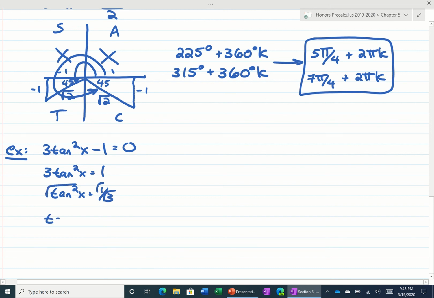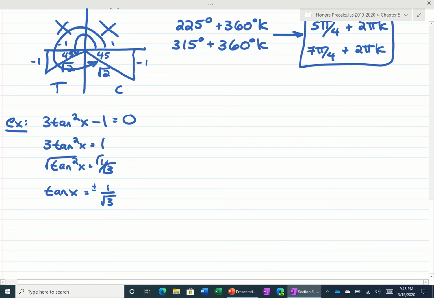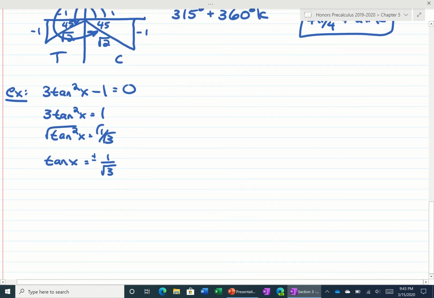And I'm sure everyone at home is saying that whenever you take the square root of something squared, you get absolute value, which gives us plus or minus on the other side. The absolute value of tangent turns into plus or minus. And 1 over root 3, we could write as root 3 over 3, but bottom line is I'm looking for an angle, a special triangle, that when I take the tan of it, I get 1 over root 3.